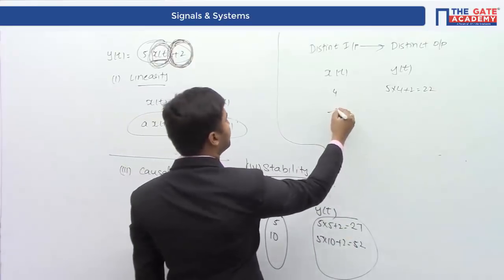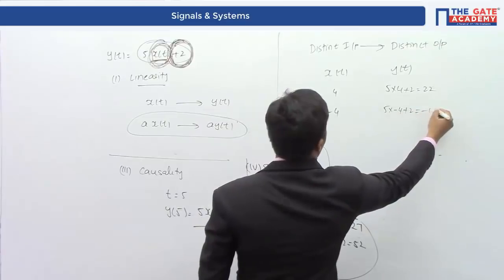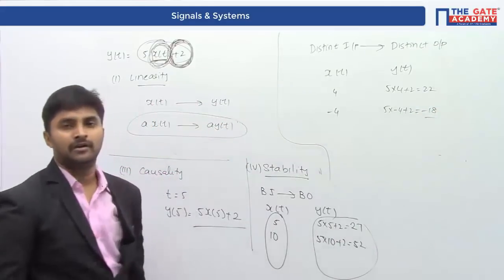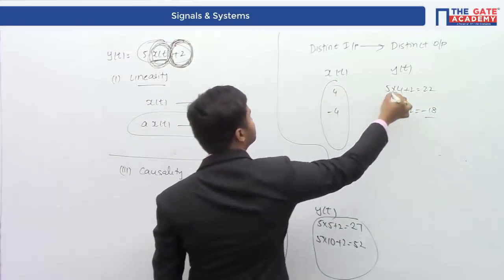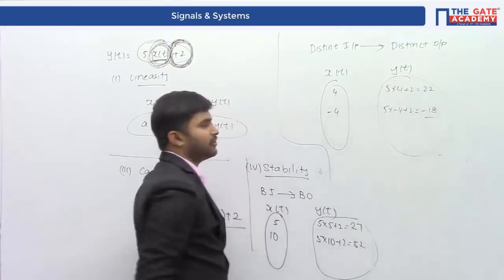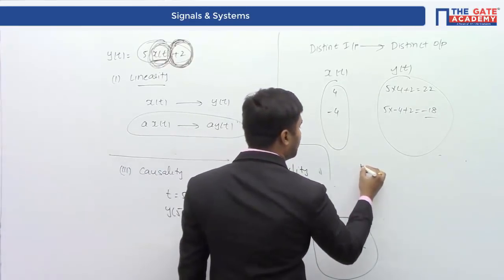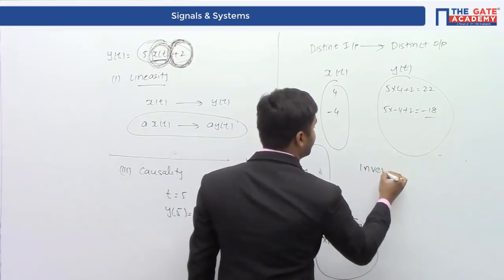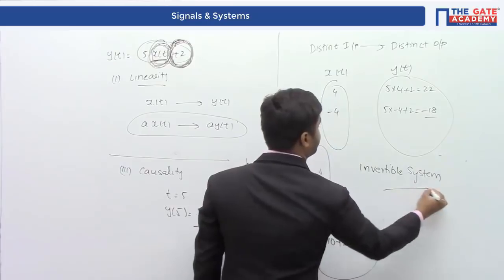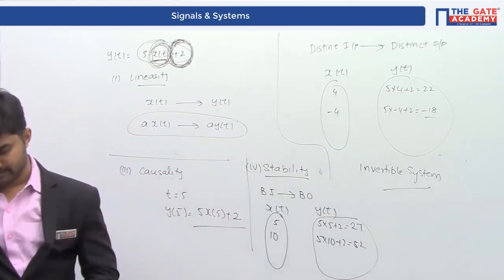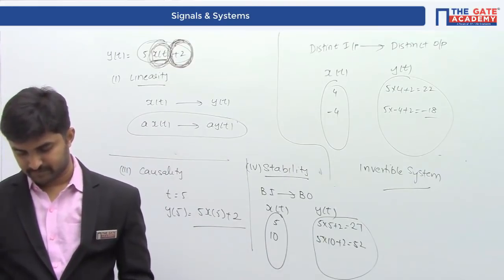Let me take minus 4. 5 into minus 4 plus 2 is going to be minus 18. You will observe that for distinct inputs, the outputs are going to be distinct in nature. So therefore, I will call this particular system an invertible system. Is it clear?